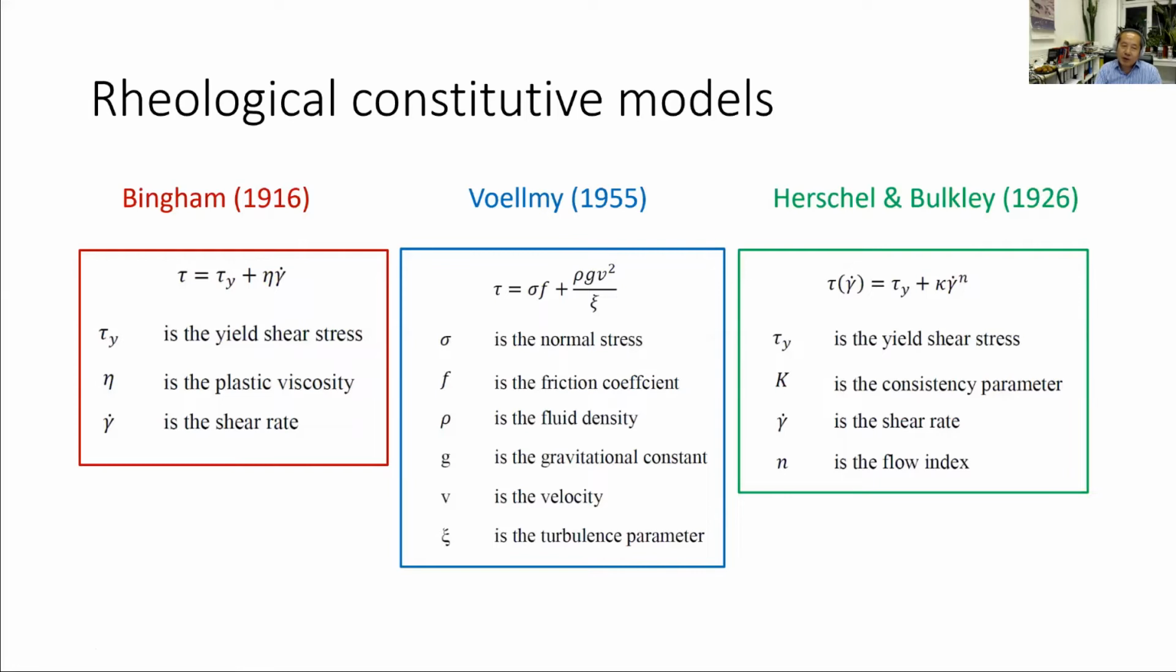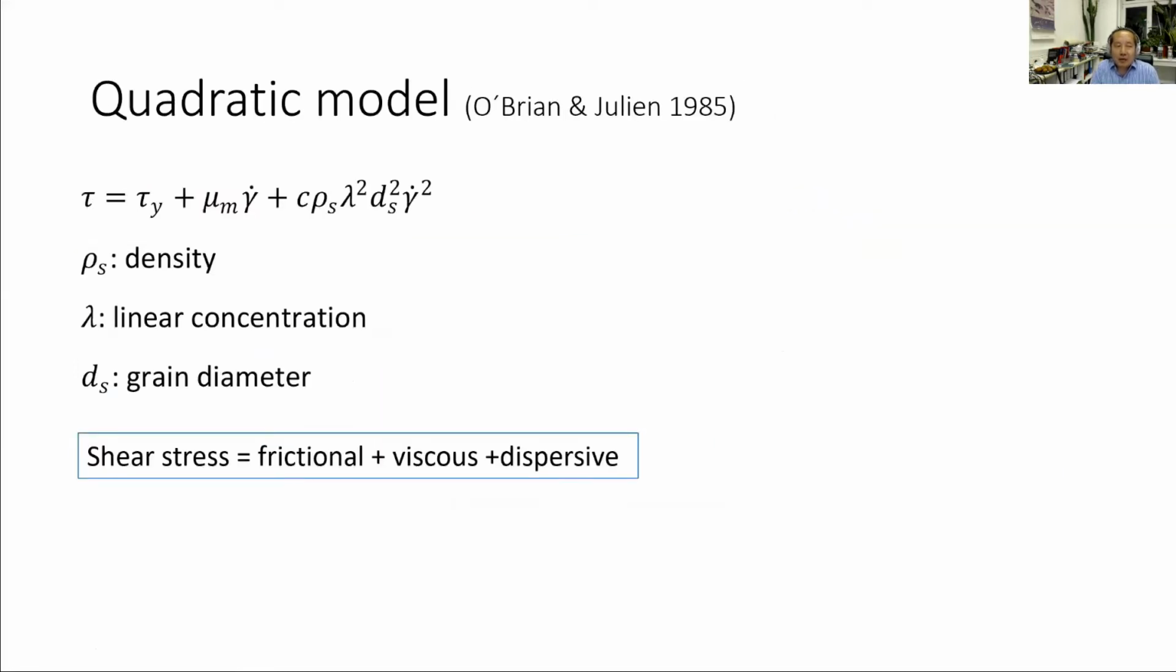All right. And there are some refined models, for example, the so-called quadratic models, that include a further term. Later we will talk about this term. It's very interesting, and very much based on observations. So a linear one and the quadratic model, right? It basically expresses the shear stress as a part of the friction plus the viscous. The first is friction, the second is viscous, and the third is the so-called dispersive stress, right?